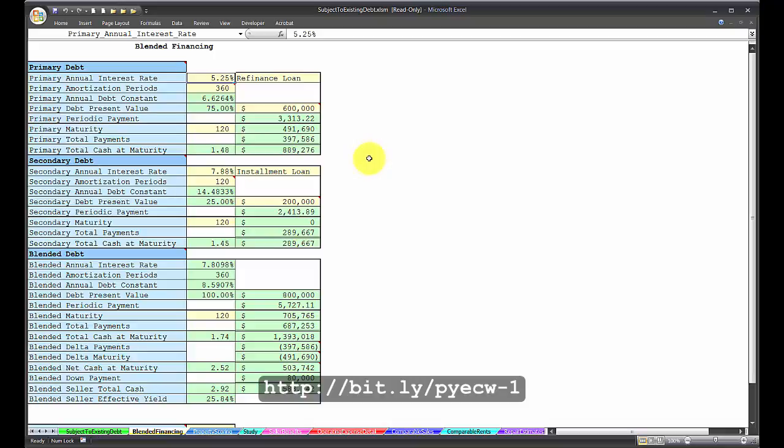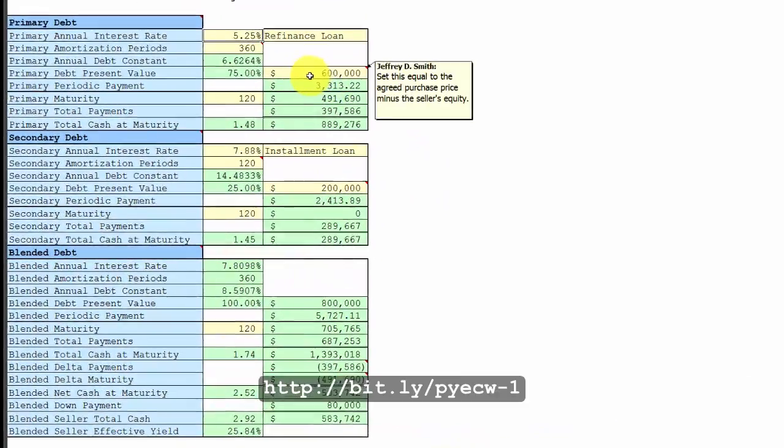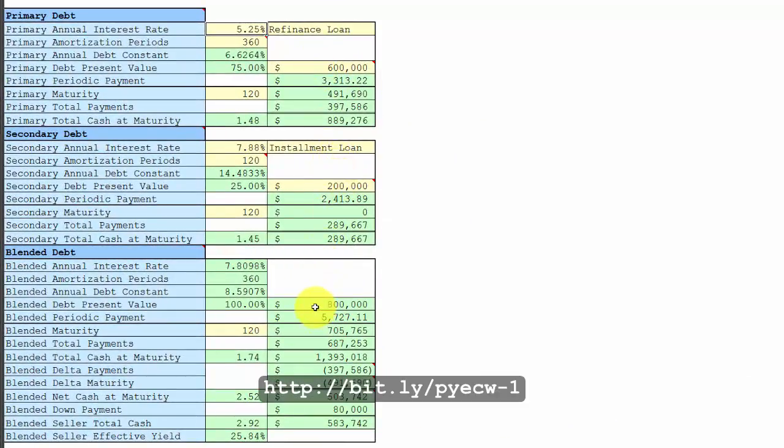The junior debt is an installment loan that you ask the seller to acquire on the property. Here's the interest rate, 7.88%, due in 10 years, it's $200,000, and it fully amortizes, so there's nothing left at the end. Now, the blended debt is a wraparound note. We show that the present value is $800,000. That's the sum of the primary debt and the secondary debt. The periodic payment is the sum of the primary payment and the secondary payment. And we want it to mature in 10 years. This is the shorter term of these two debt positions.